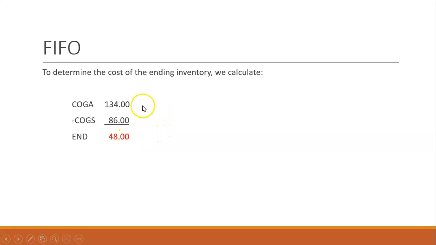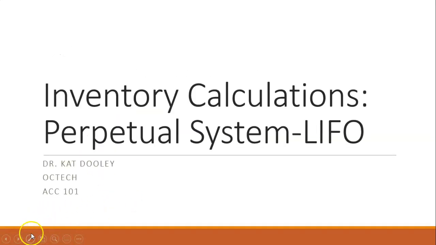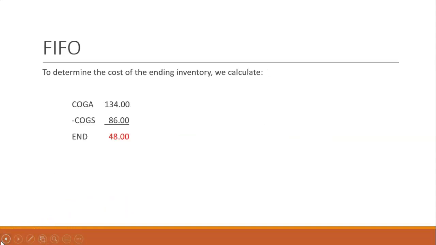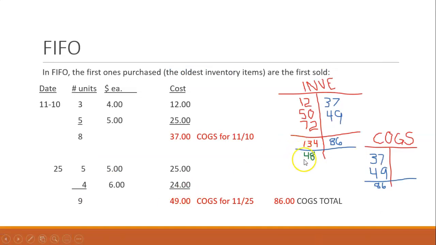Okay, here's where we calculated out the ending inventory separately to confirm that what it was in our inventory T account is correct. We have our cost of goods available, 134, minus our cost of goods sold for the whole month, which was 86, and that gives us the ending inventory of 48. And we have on our inventory ledger that we have 48 is our ending balance. So we have confirmed that that is correct.